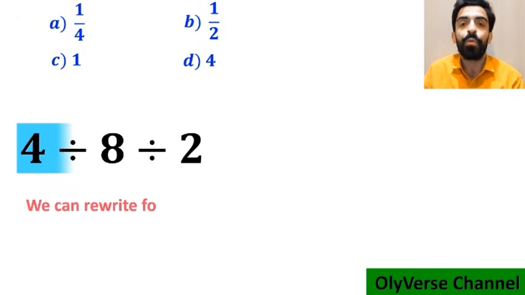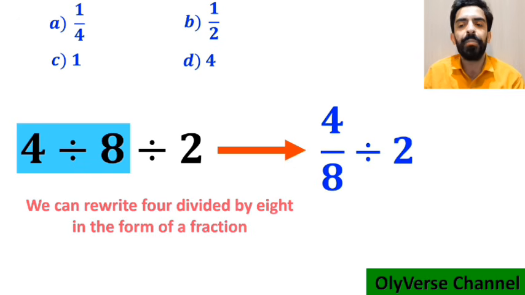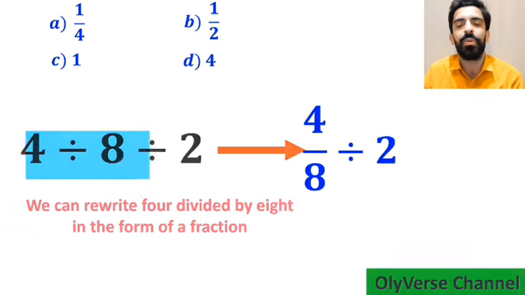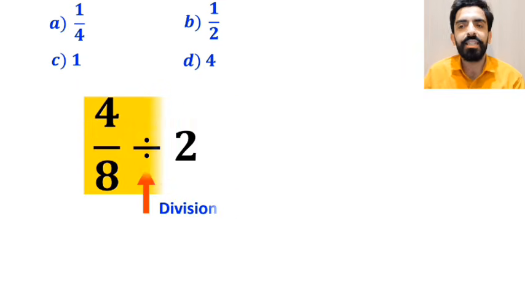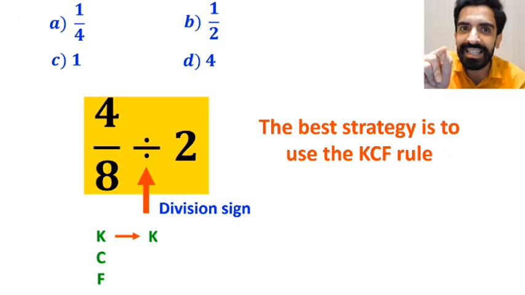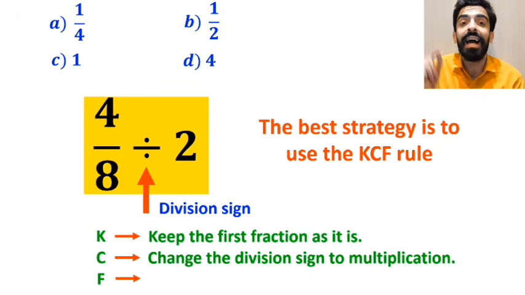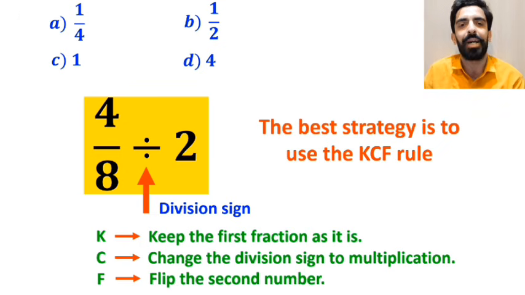Now, we can write 4 divided by 8 in the form of a fraction. So, this expression becomes 4 over 8 divided by 2. Alright, whenever we see a division sign between two terms, the best strategy is to use the KCF rule. In this rule, K stands for keep the first fraction as it is. C stands for change the division sign to multiplication. And F stands for flip the second number.